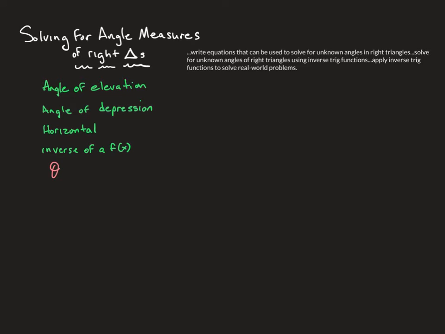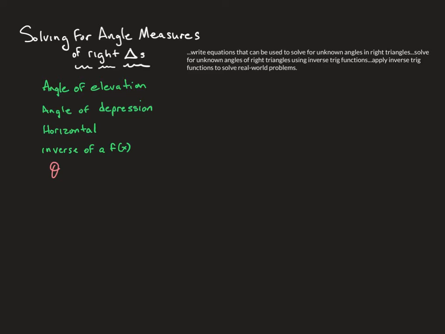So when we are working with trigonometric functions, they allow us to define the ratio of the sides of a right triangle based on the acute angle. But what we're going to do here, as we solve for the angle measures of right triangles, is take those ratios and then determine what the angle is. So basically, we're going to work backwards, and in doing so, we're going to be talking about the inverse functions.